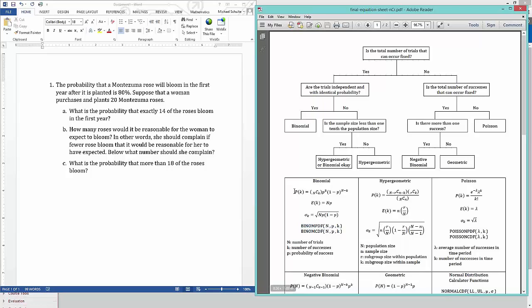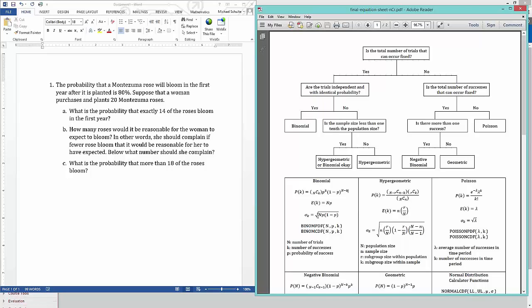But the formulas above that, these three formulas, the first one is the probability for any given number of successes. So for the first question, what's the probability exactly 14 of the roses bloom? We would plug 14 in for K for the number of successes, 20 in for trials, and we could calculate that. In this class, of course, we'd probably use R. It's pretty easy to do in R, and we'll look at that in just a minute.